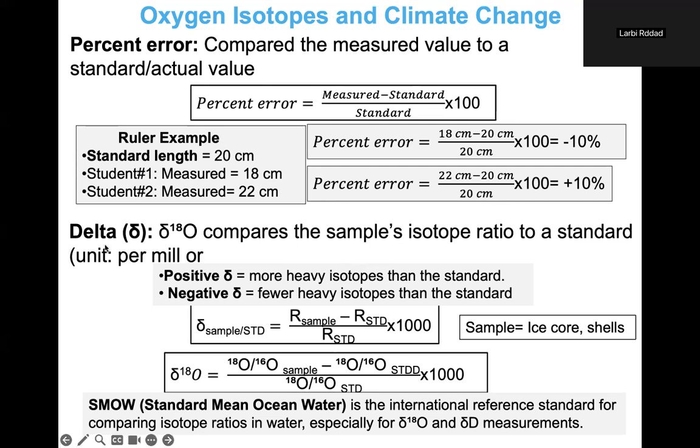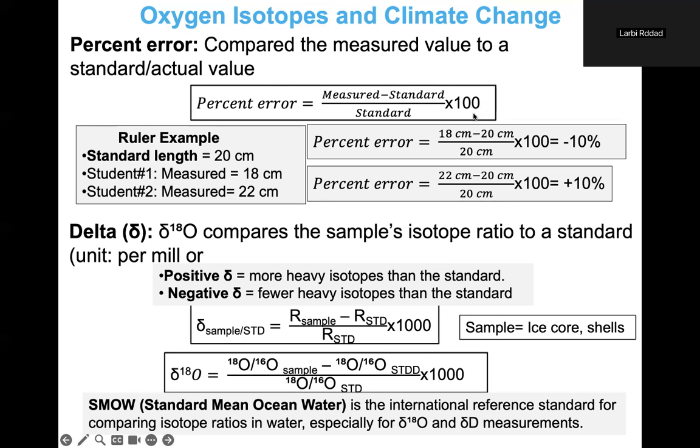Before we get to delta for oxygen, let's give you this example of percent error to help you understand the reason why we use delta. What is percent error? Percent error is comparing the measured value to a standard or actual value. And how do you find that? We find that by using this equation. Percent error equals measured minus standard, divided by standard, times 100.